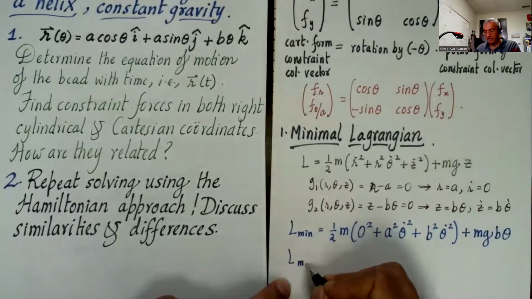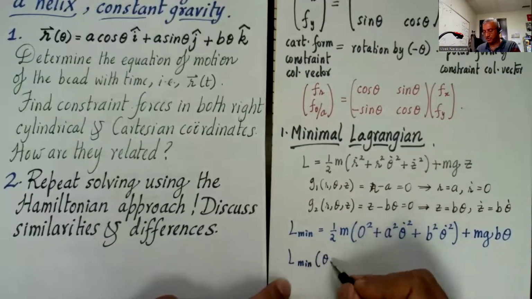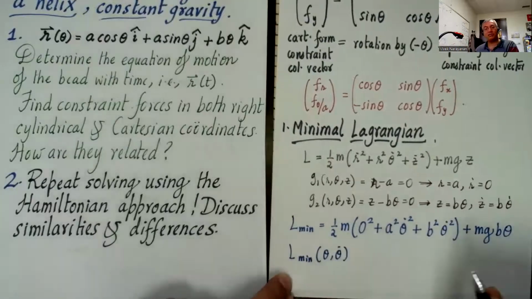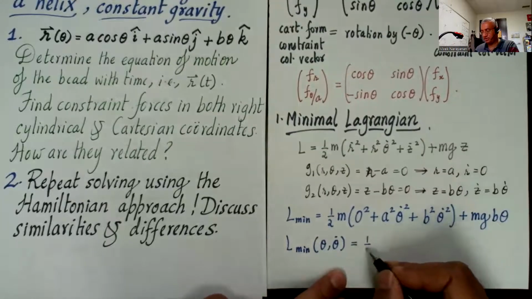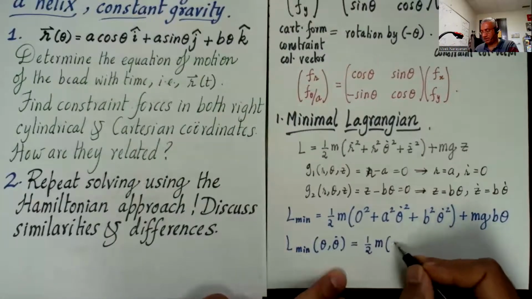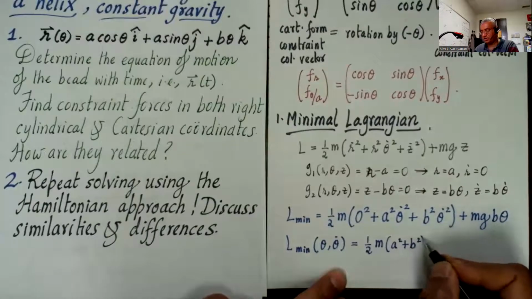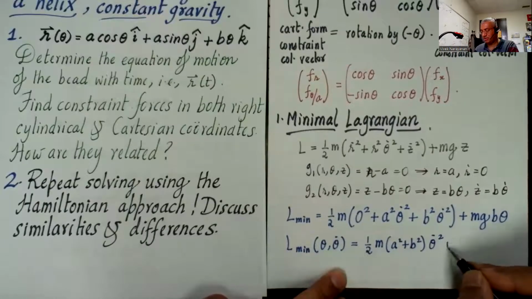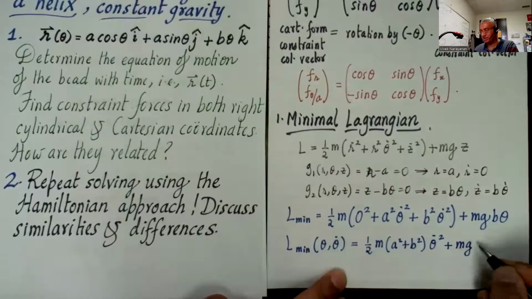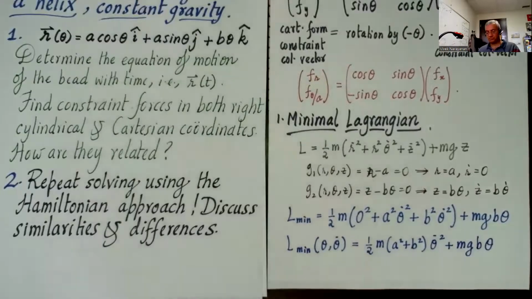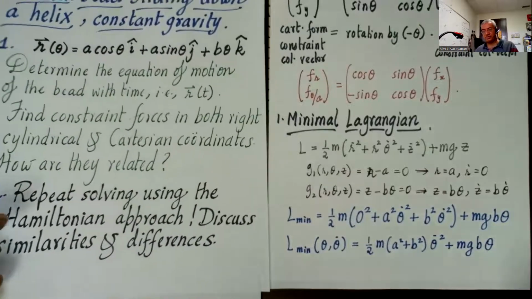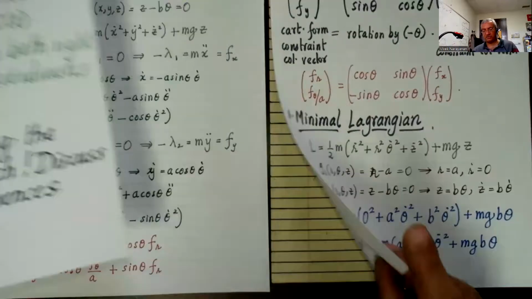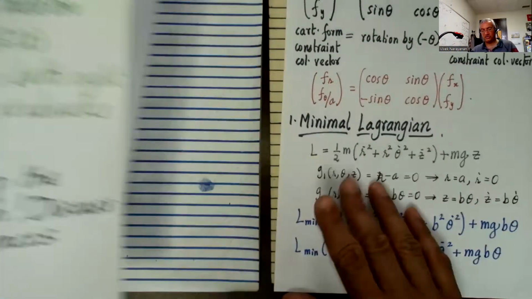So let me write it again. L min is now a function just of theta and theta dot. Observe, it does not depend on time. So that's an important observation. So I get 1/2 m (a squared plus b squared) theta dot squared plus mgb theta. Now we are free to form the Hamiltonian. The Hamiltonian is formed by some stages. So let's go through those stages.